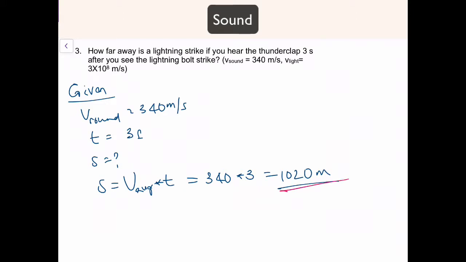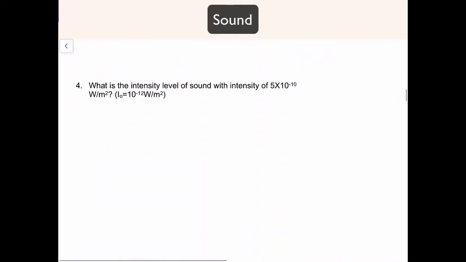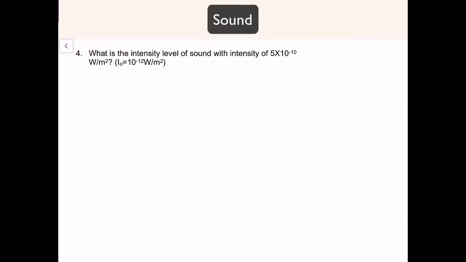So we're ignoring the impact of the light. The next question, the fourth question, is about the intensity level of sound. Now it's given as intensity level, and that's what we are trying to find.